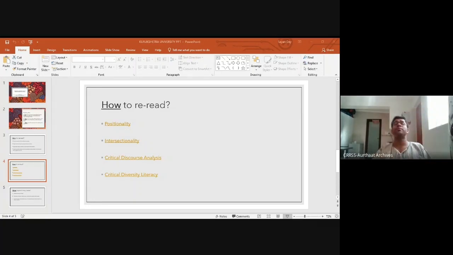And another very important method that I would like to share with all of you is critical diversity literacy. Now, what is critical? Again, the word critical comes here. It's not just about diversity. It's not just about literacy, but it is about critical diversity literacy. Three very crucial ideas, three very crucial points. Now, what is critical diversity literacy? It is basically everything that we have been talking about.